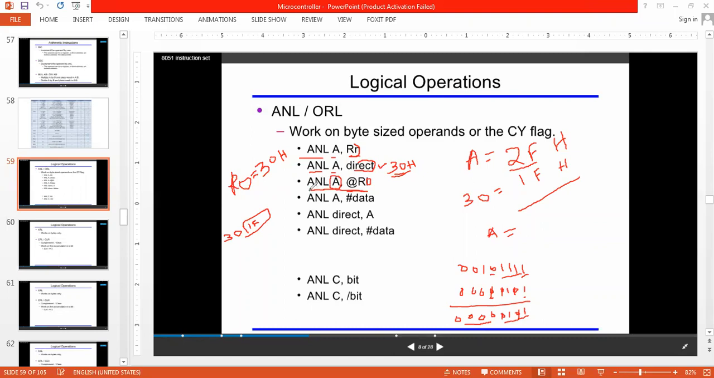See, go for the third instruction. ANL A comma at R0. What is the value of R0? R0 value is 30H. What is the value of A? A value is 2F.